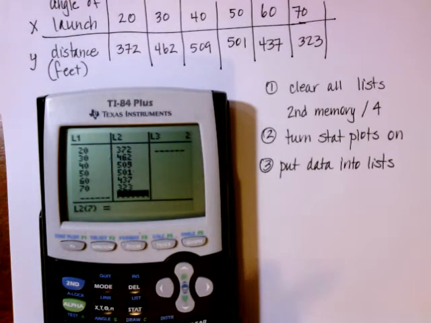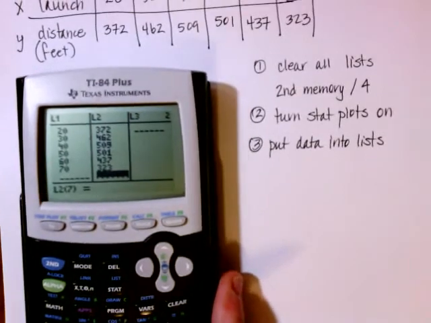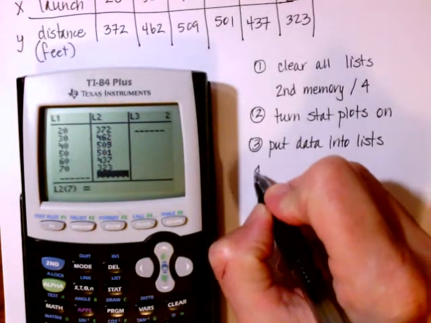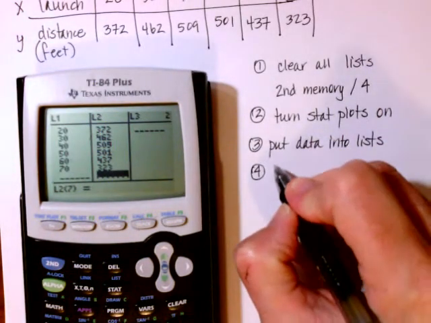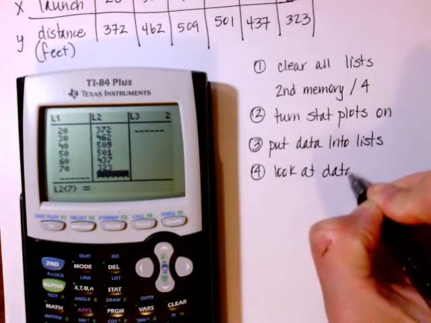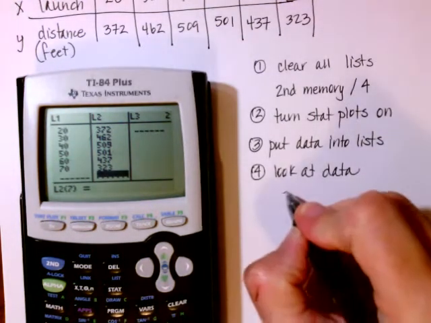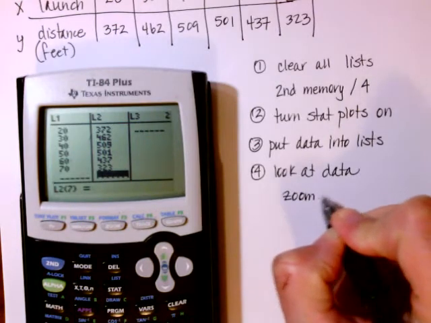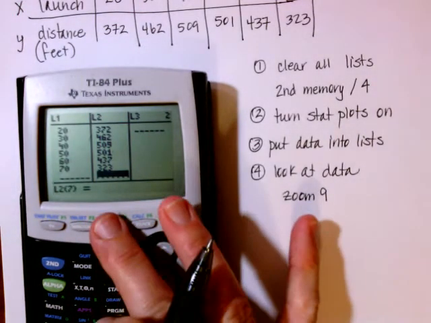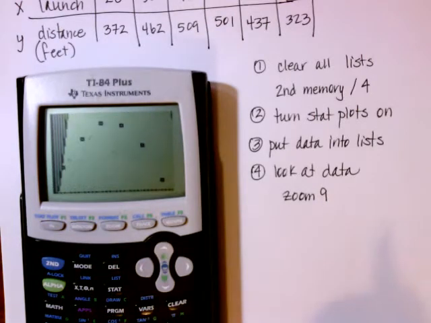Okay, so now that my data is in, the next step that I need to do is look at my data. So step number 4 is look at the data. So I already have my scatter plots turned on. We did that in the second step. So now what I'm going to do is a zoom 9, which is zoom statistics. So I'm going to do a zoom 9. Oh, I need to take the other y equals off. Sorry, my bad.